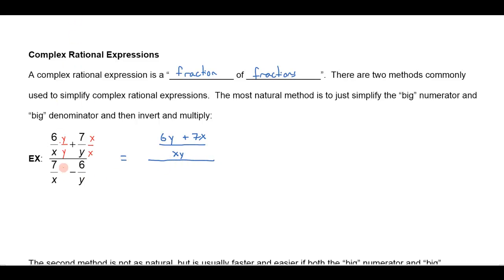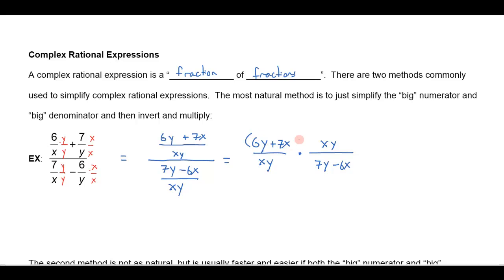So in this denominator I'll multiply here by y over y and here by x over x, and that's going to give me a common denominator again of xy. So I got 7y minus 6x all over xy. So now I have one fraction divided by another fraction, and I can just invert and multiply. So I've got 6y plus 7x over xy for this fraction, and if I invert and multiply this, I'll get xy all over 7y minus 6x.